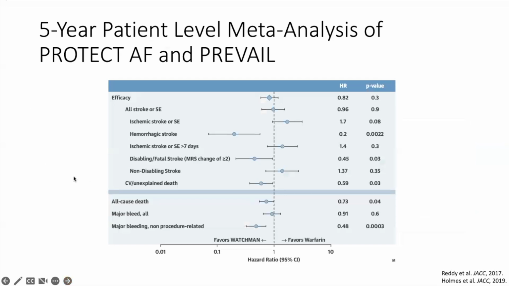And then this was always meant to be a combination of patients to get a larger sample size. And when they combined all the patients, they said, look, yes, numerically, there's still more strokes in the Watchman group, but there are fewer hemorrhagic strokes. There's less all-cause death and less major bleeding, favoring the Watchman device overall, they concluded.